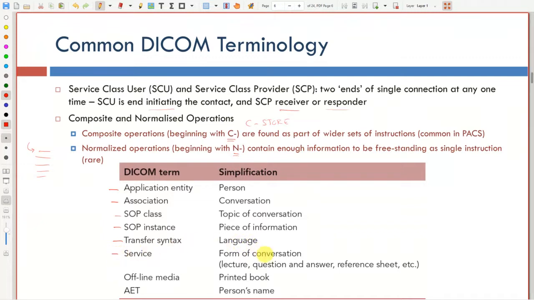Service is a form of conversation, which means that it might have different things. It might be a lecture, or question and answer. It depends on the kind of conversation that goes on. If you're talking about offline media, it's like a printed book.